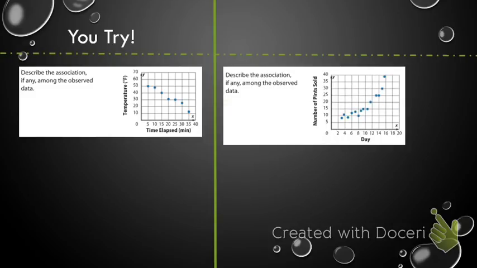Okay, this is your second you try. I want you to do the same thing here. Go ahead and describe the association, or everything that you see on this scatter plot.